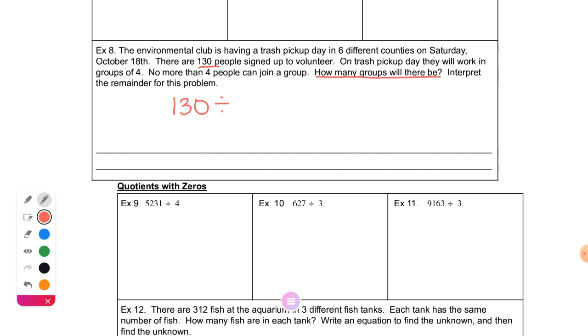What am I breaking it into? Kendall? 4, why am I breaking it into 4? Because... Yeah, that's how many people are in each group. And then I'm gonna put equals blank.